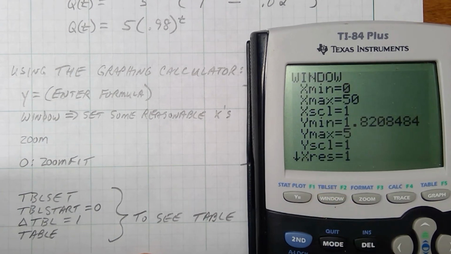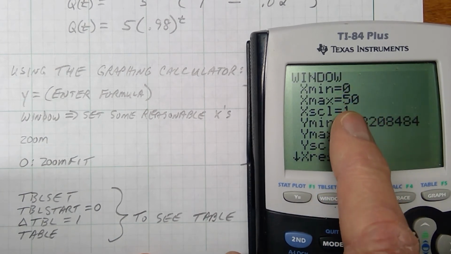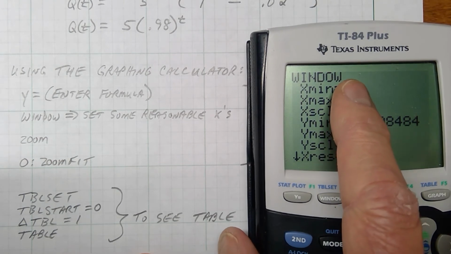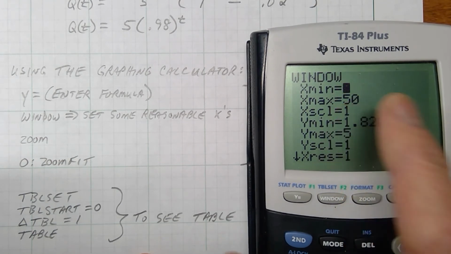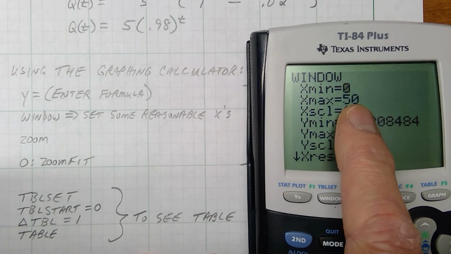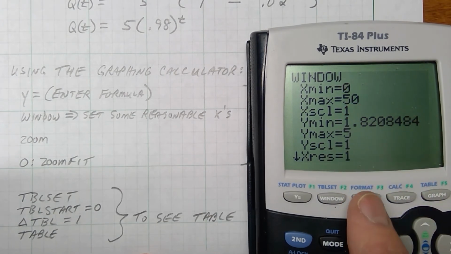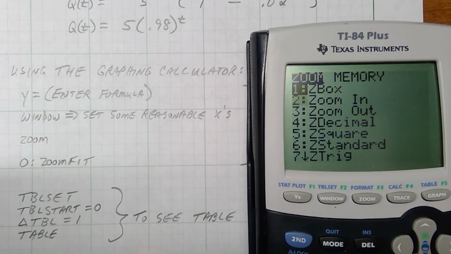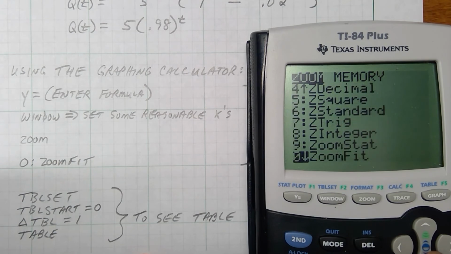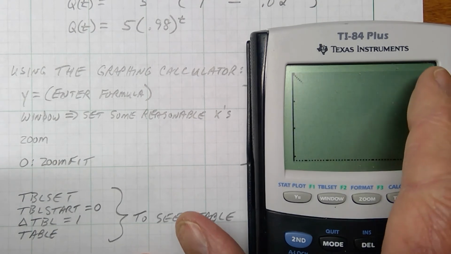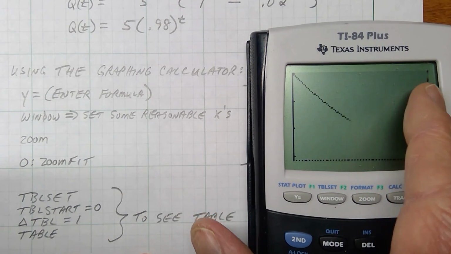Now, your window on your x's, you're just talking about how much time has gone by. So if I say 50 years have gone by, so from 0 to 50, I want to see how my investment is doing, and then I'm going to do zoom fit. And remember, fit is number 0. And I give it a second. It's thinking up there in the corner. When that thing's moving up there, it's thinking.